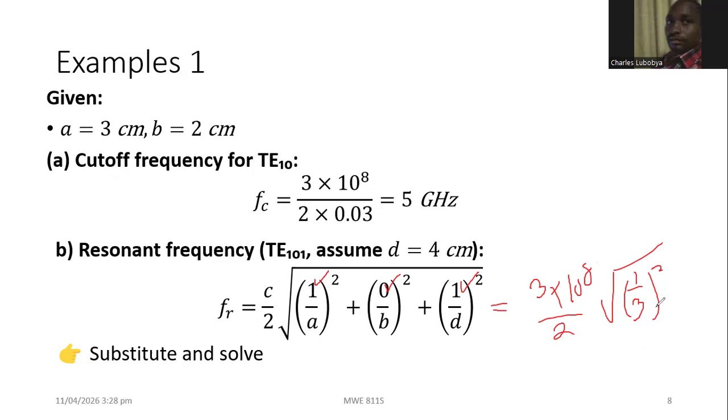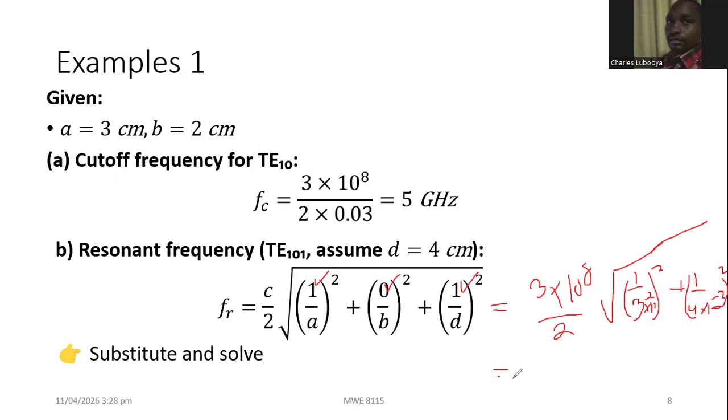squared. You can say 3 times 10 to the power minus 2, so that the centimeters are converted into meters, plus the N term, since it's 0, that means the second term will be 0, and then here you've got 1 over 4 times 10 to the power minus 2, everything there squared, and then the square root.